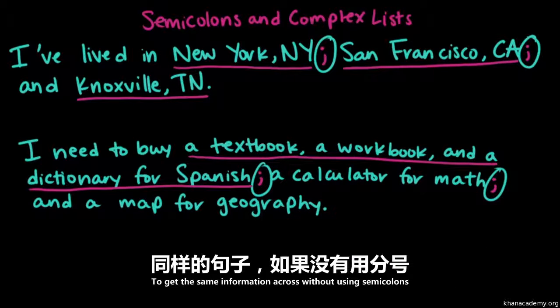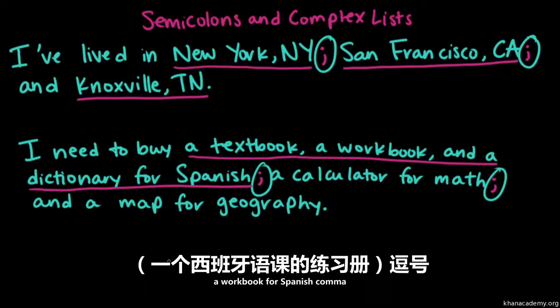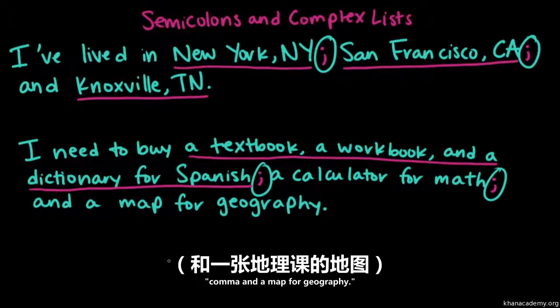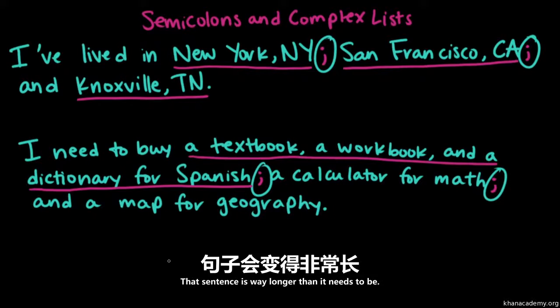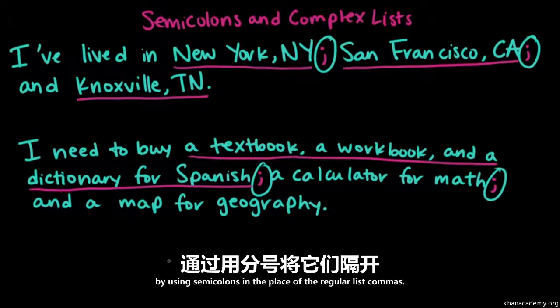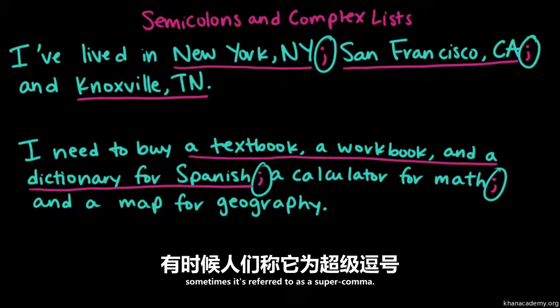To get the same information across without using semicolons, we'd have to say something like, I need to buy a textbook for Spanish, comma, a workbook for Spanish, comma, a dictionary for Spanish, comma, a calculator for math, comma, and a map for geography. That sentence is way longer than it needs to be. We can condense it down to this much shorter sentence here by using semicolons in the place of the regular list commas. Because the semicolon is playing such a special role in the case of the complex list, sometimes it's referred to as a super comma.